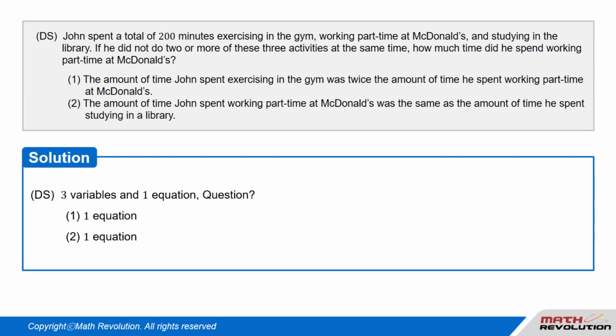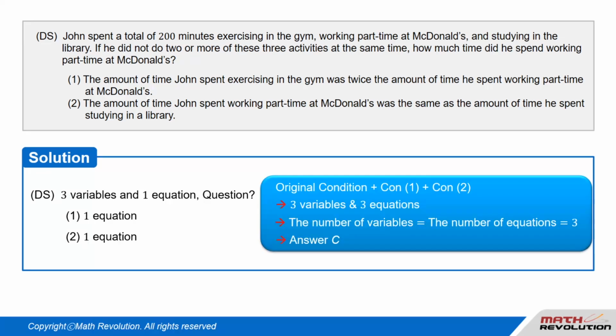Let the original condition in a DS question contain 3 variables and 1 equation. Now, 3 variables and 1 equation would generally require 2 or more equations to be able to solve for the variables. We know that each condition would usually give us an equation, resulting in a total of 3 equations, 1 each from the original condition, condition 1, and condition 2. Since we need 2 more equations to match the numbers of variables and equations in the original condition, an equal number of equations and variables should logically give us an answer C.